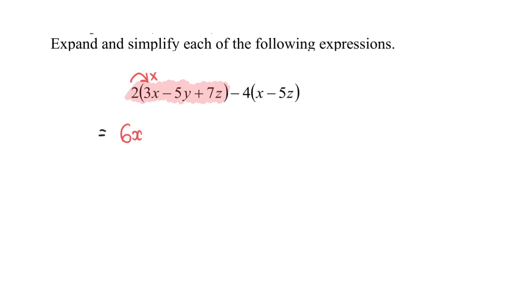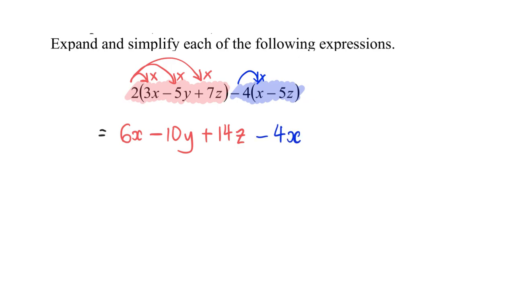This will give me 6x. Negative 10y. Positive 14z. And for here, we see a negative 4 groups of x minus 5z. So I'm going to again multiply them out. Negative 4 times positive x, negative 4x. Negative 4 times negative 5z, that will give me positive 20z.